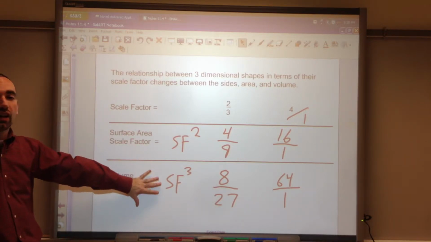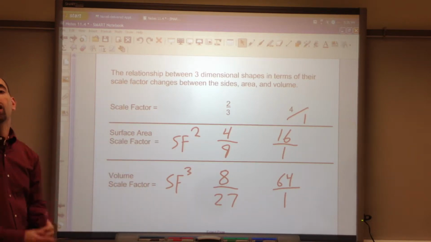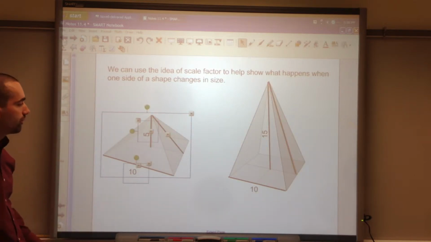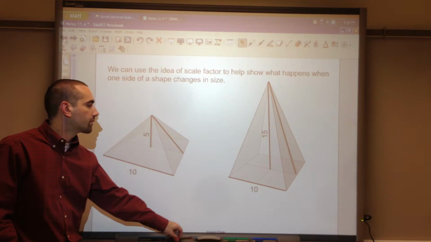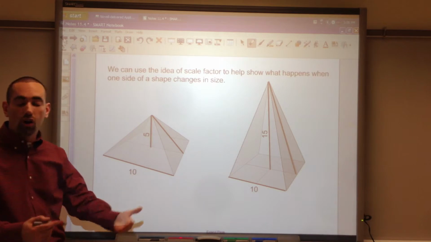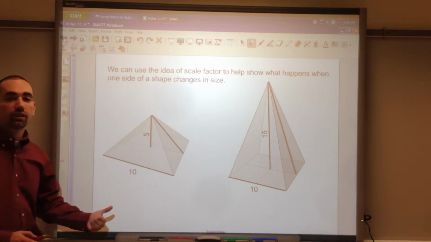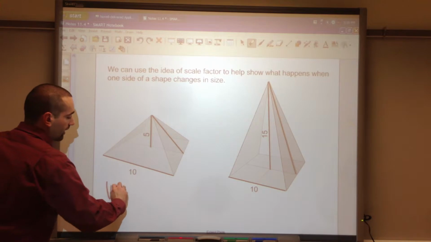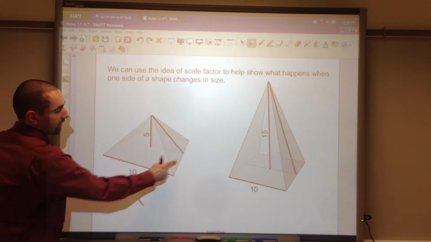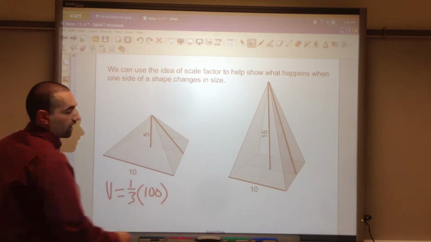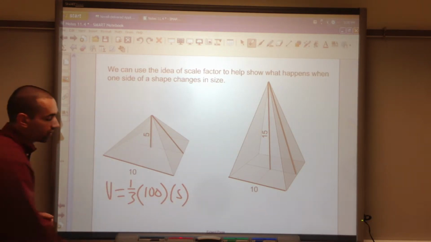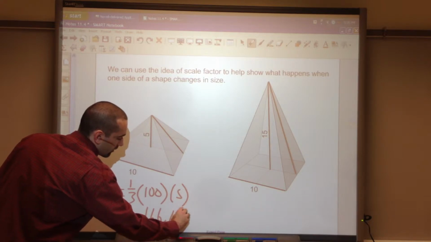Now, we're going to use this idea and figure out why this happens. We're going to look at that in 3 examples. This first example, what's happening here is I increased the height. Look, I went from 5 to 15. That's all that I changed. So let's look at the volume. The volume of this when you plug it into your formula, 1/3 big B, so that's 10 times 10, times the height, which is 5, I get the volume, it's 166.6 repeating.